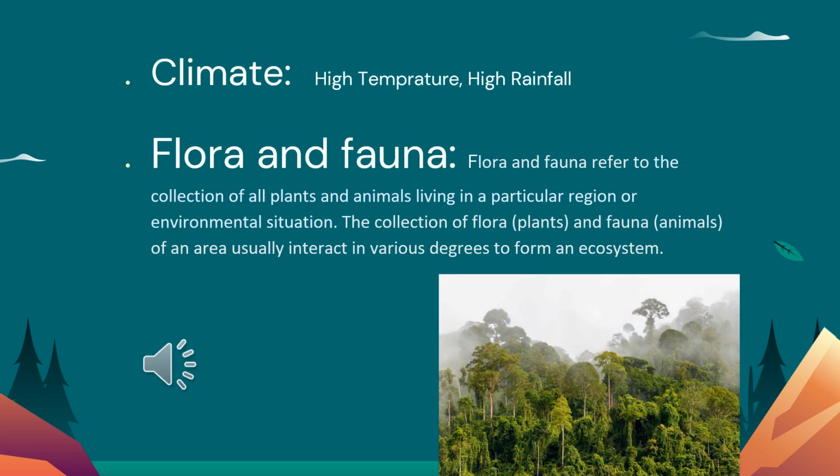Now, the climate of the tropical rainforest: high temperature and high rainfall. Now we'll talk about the plants and animals in the tropical rainforest. We have flora and fauna. Flora refers to plants, and fauna refers to animals.